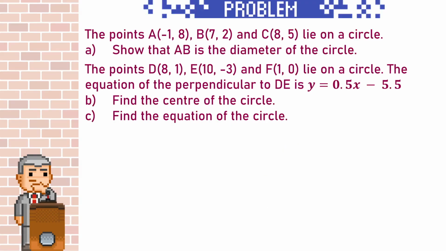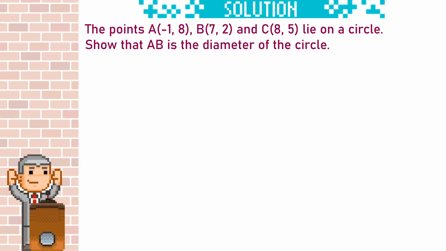Let's have a look at these questions. In this question we're asked to show that AB is the diameter of the circle. If AB is the diameter of the circle, then ABC must be a right angle triangle, because an angle from a diameter is always a right angle. That's a basic circle theorem, so we can use Pythagoras to test this.